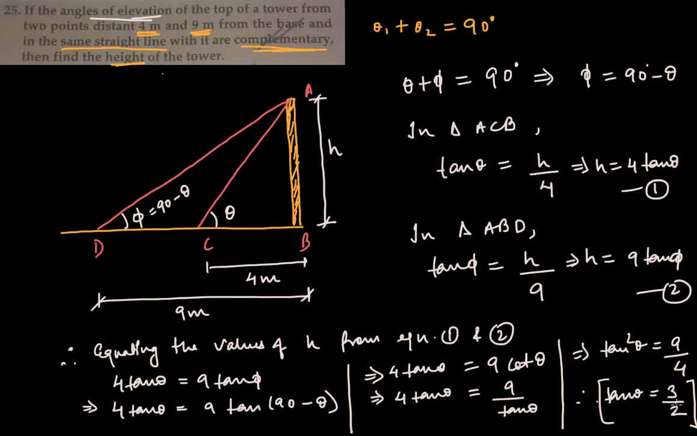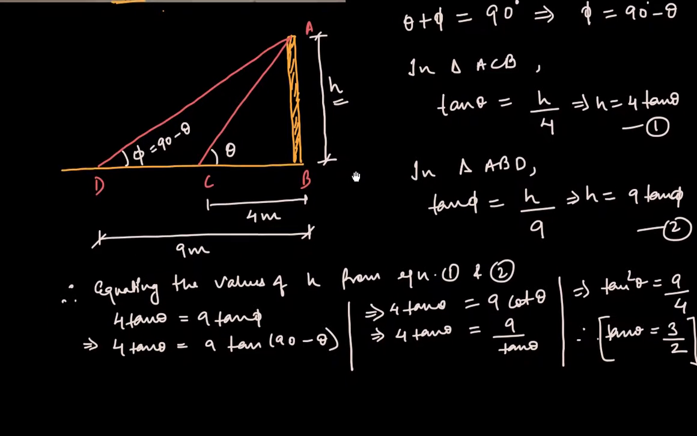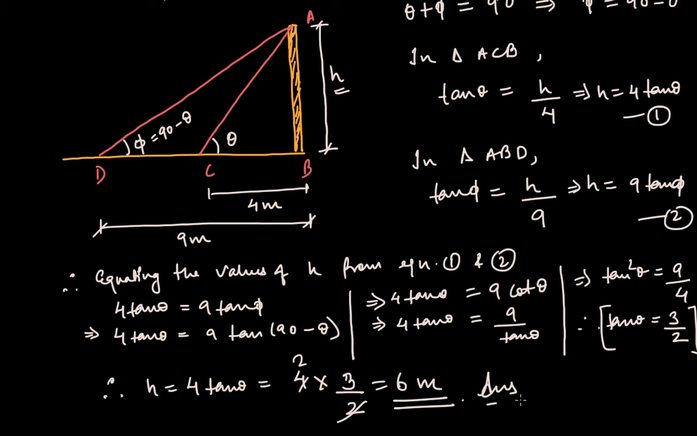So now our tan theta is equal to 3 by 2. In the question we need to find h. Now what is h basically? 4 times tan theta, right? So 4 times tan theta, I'll just do one more step and finally we'll be having here, therefore h is equal to 4 tan theta, which is nothing but equal to 4 into 3 by 2, 2 cancels, which is equal to 6 meters, which is our final answer.